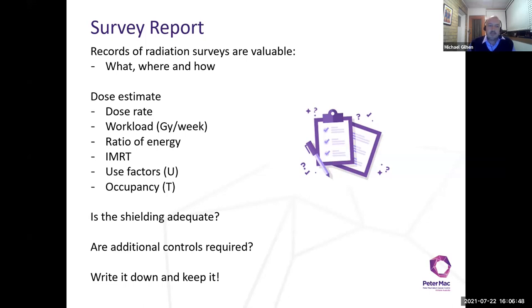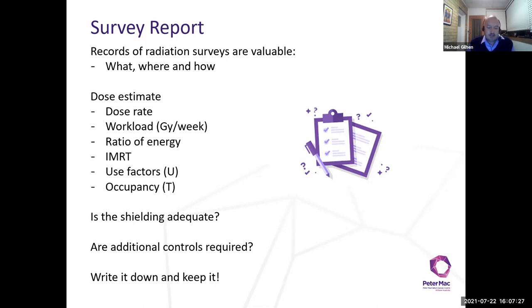Is your shielding adequate? Hopefully. Are any controls required? There are facilities within Peter Mac that although the shielding is fine, there are some controls in terms of allowing pregnant workers in these areas for a prolonged time. So even though your shields are great, you might in some circumstances need additional controls. The important thing, however, is write it down and keep it.